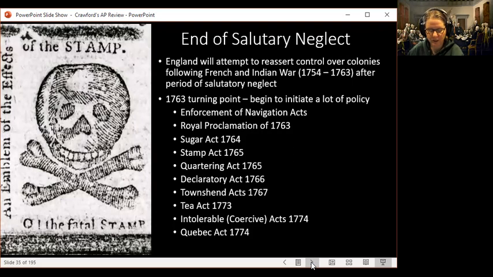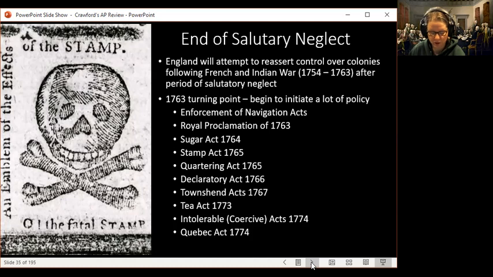It ends salutary neglect because England has that massive debt, and they begin to set forth a series of policies, and you can see I've listed a bunch of them there from 1763 to 1776. And there's various things that they did, and it's a buildup. Understand that this idea of rebellion doesn't just come from nowhere. It comes from over a decade's worth of policies being enacted and the colonists becoming very upset about that happening.